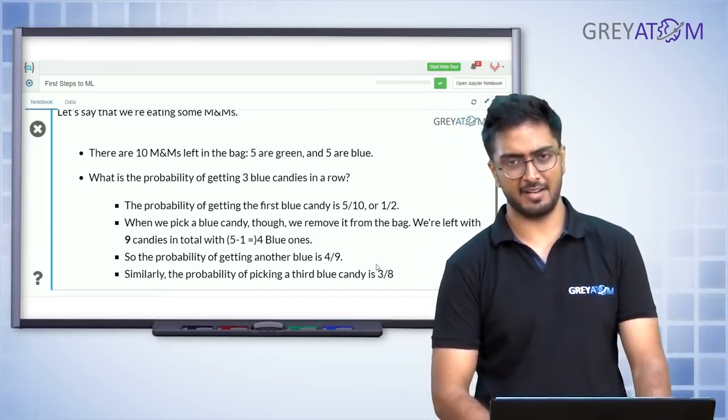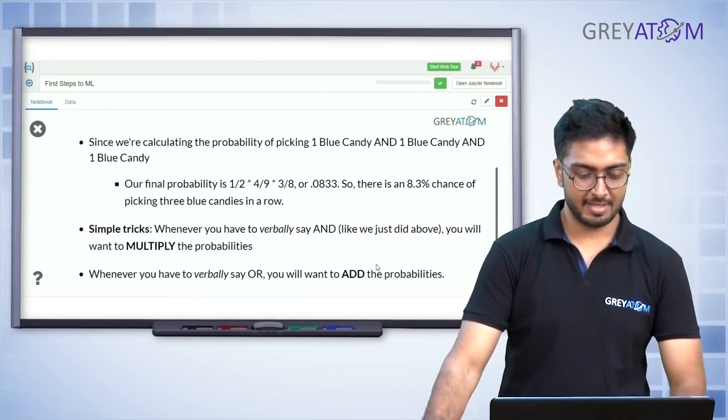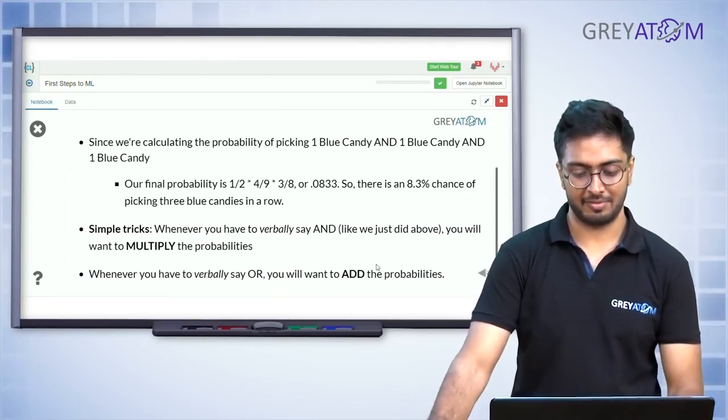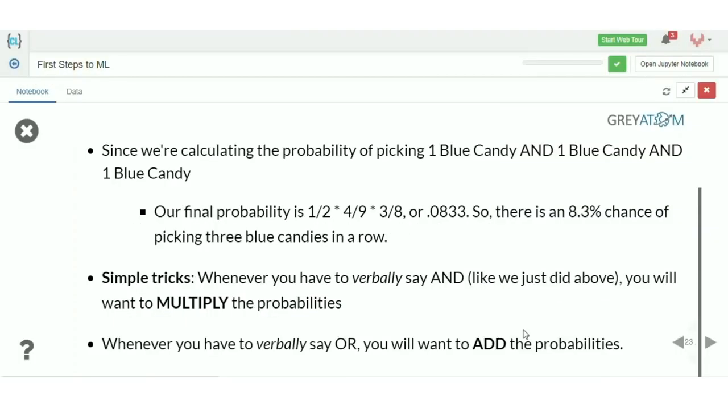So that's pretty clear, right? From this example, it's not very tough to understand this concept. Now let's see what we are talking about when we say conditional probability. Since we are calculating the probability of picking one blue candy and one blue candy and one blue candy, our final probability is 5 by 10 into 4 by 9 into 3 by 8, which comes out to be 8.3%.